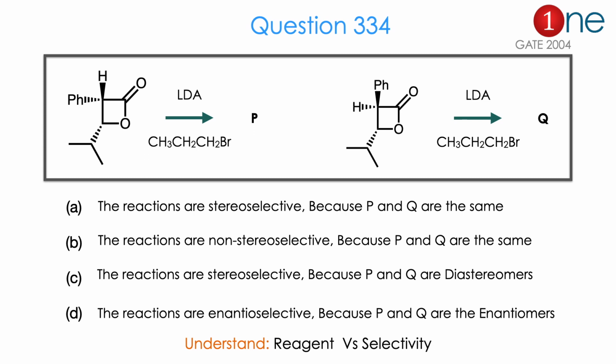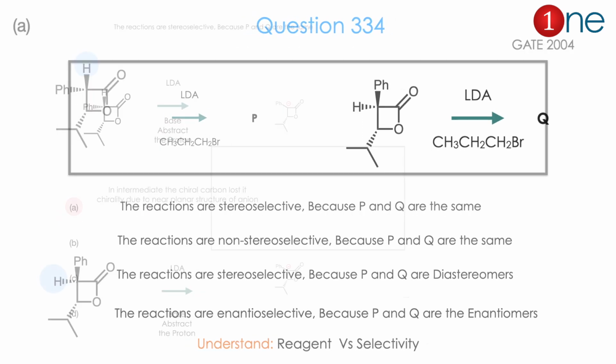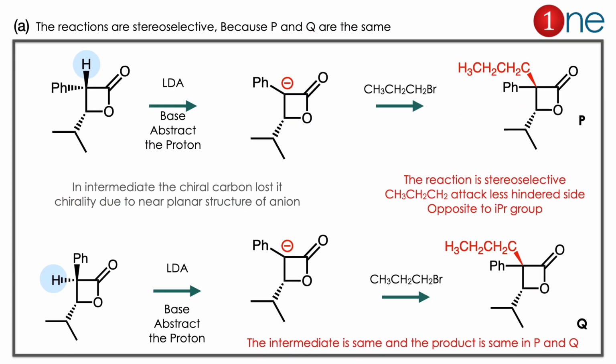So from the question of stereochemically different compound and using LDA and propyl bromide, you might realize the question is really about reagent and its influence on selectivity. The answer is A. Let us see how. Here the answer A means the reactions are stereoselective and P and Q are same there. Let us analyze the same condition of different compound.